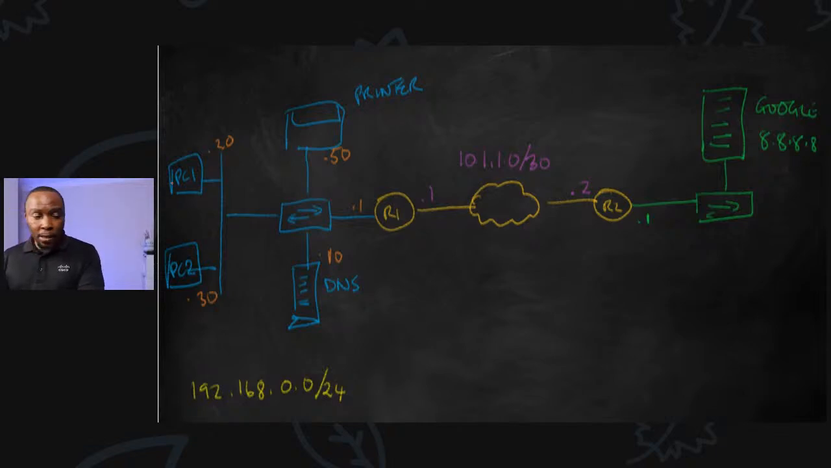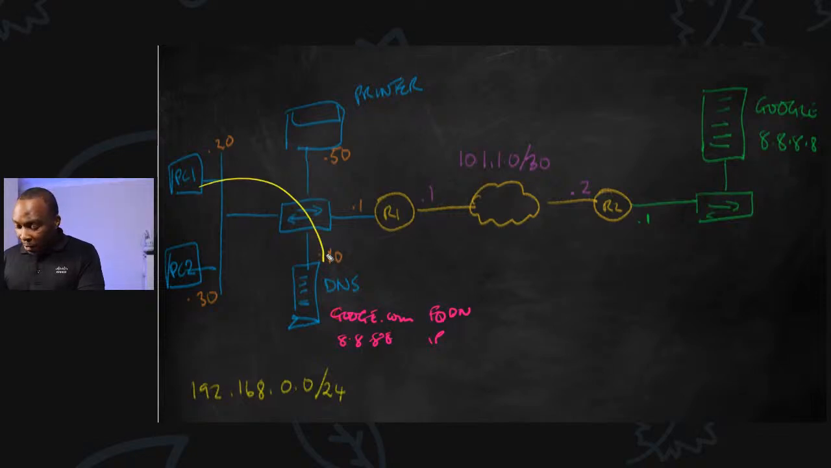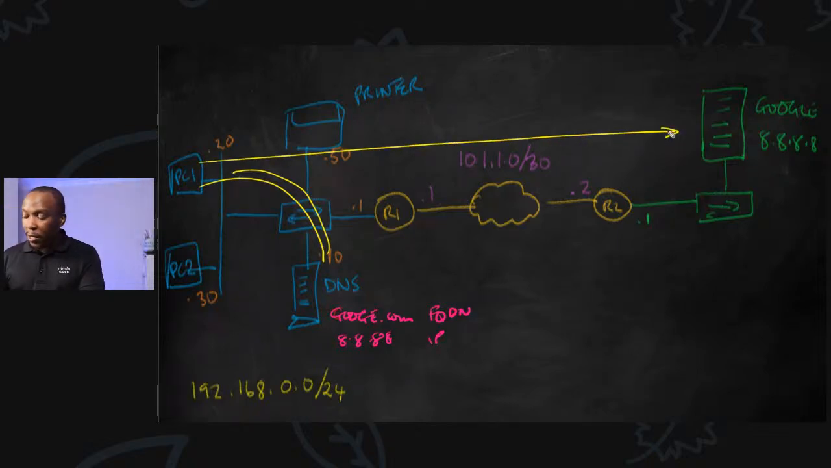So this PC is using this DNS server to resolve the google.com fully qualified domain name to the IP address of 8.8.8.8. So the packet is coming this way, querying the DNS server first, and then after that it gets a response, and then from there it knows that it needs to go to this particular server to then find the server that it's looking for.